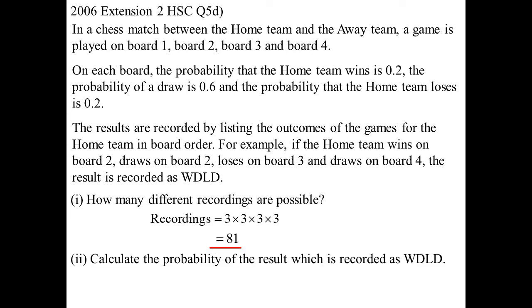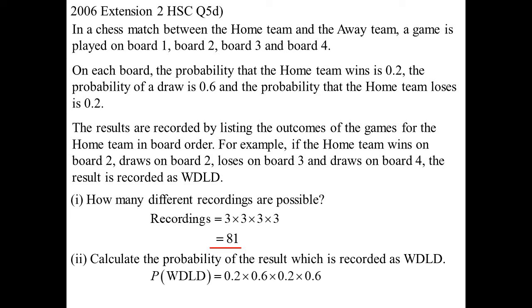Calculate the probability of the result which is recorded as win, draw, loss, draw. Now be careful, because it's tempting to just say, oh, that'd be 1 in 81. That's just one of those outcomes. But the outcomes are not equally likely, remember. Draw is 0.6, whereas win and loss are both 0.2. So I actually need to work it out individually.